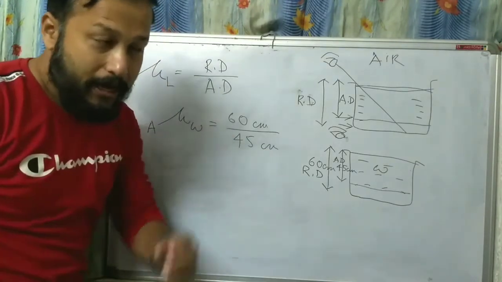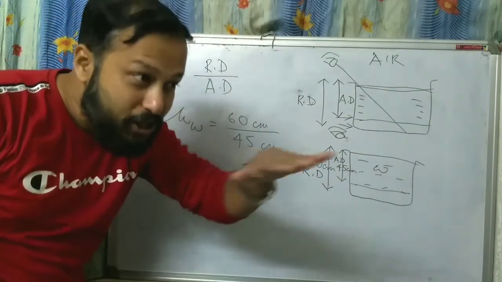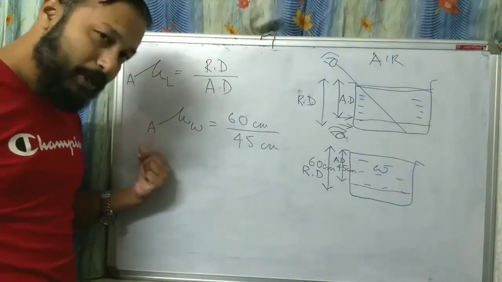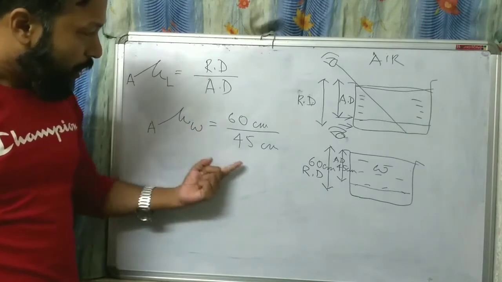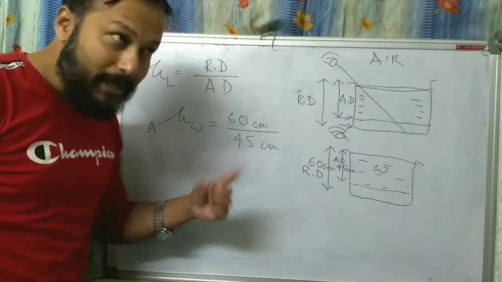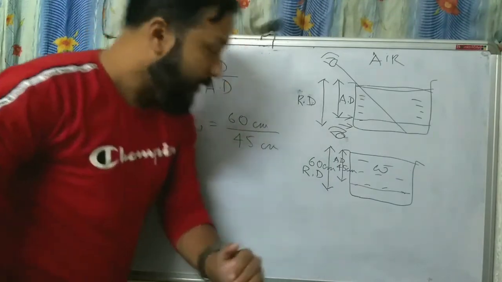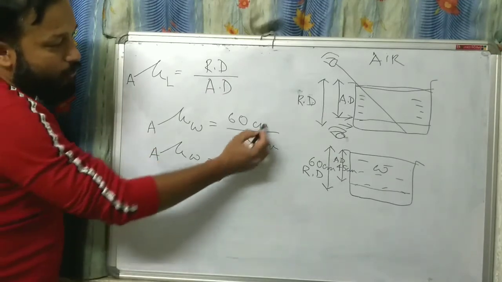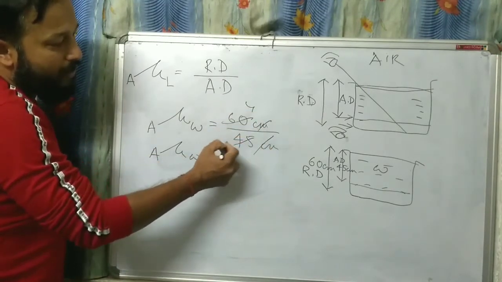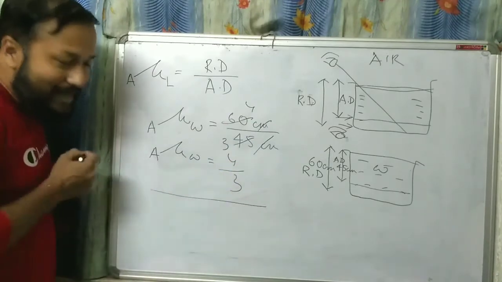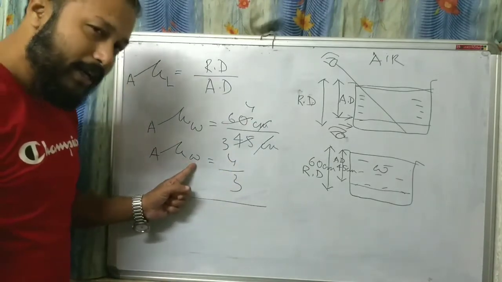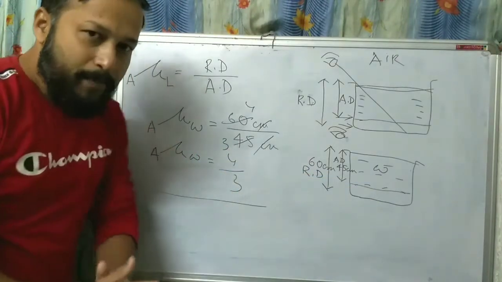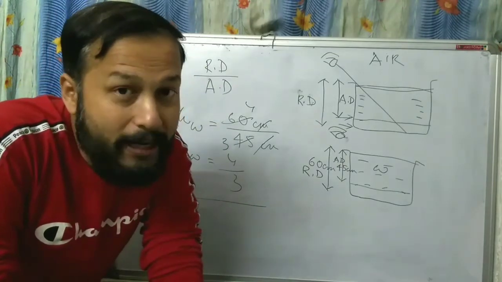The relation is: refractive index of the liquid by which you are filling it up. Here I have filled it up with water, so refractive index of water with respect to air is equal to 60 centimeter by 45 centimeter, that is real depth by apparent depth. Got it? Now let us find it. So refractive index WA equals 60 centimeter by 45 centimeter, which is 4 by 3. This is the answer. So refractive index of water with respect to air is 4 by 3. Okay, this is an important numerical for your exam.